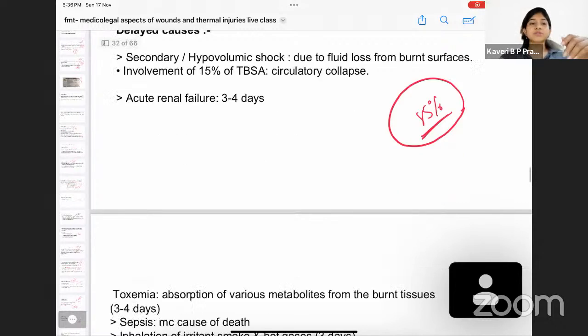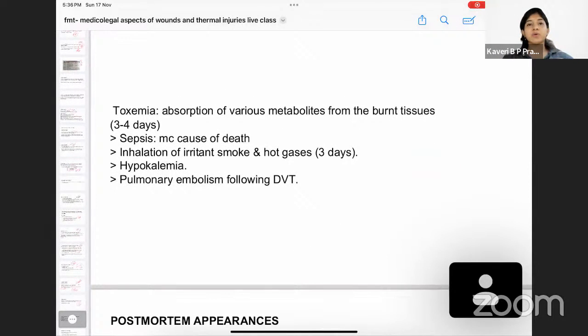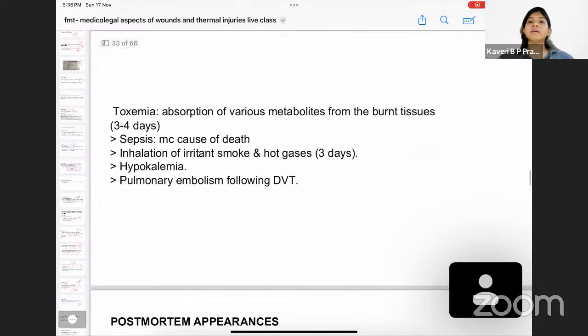Now, coming to some of the other causes, we have toxemia. What is toxemia? Whenever there is burn injury, the body absorbs various metabolites that are formed from the unburnt tissues, because of which there is going to be toxemia, and this happens in 3 to 4 days. There could be sepsis. That is, a severe form of infection would cause sepsis. And whenever there is inhalation of irritant smoke and hot gases, there could be damage to the windpipe, the trachea and all the bronchi, and it could also cause death.